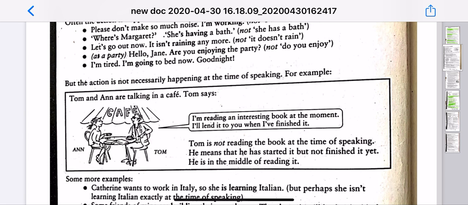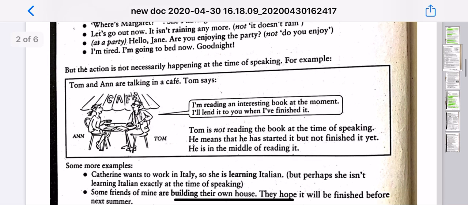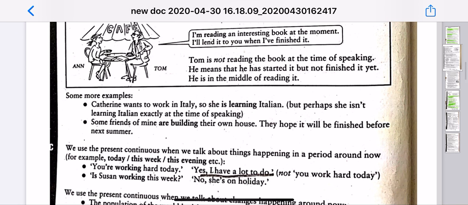I am learning English these days, and I am trying to speak more grammatically correct sentences. I am going to do written practice later on. So, these are few things which you can add, and some more examples like Catherine wants to work in Italy, so she is learning Italian. Here Dishti is learning German these days.